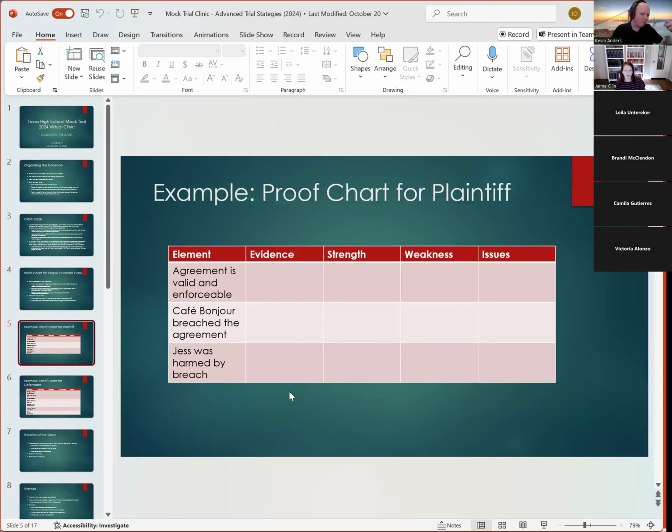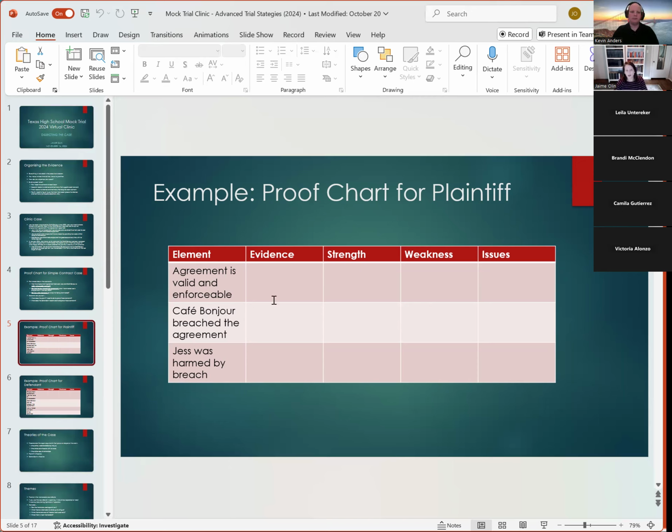Okay, so let's talk about the proof chart a little bit. This is the proof chart for the plaintiff in this case, so this would be if you're representing Jess. The first element, like we talked about, is the agreement valid and enforceable? The second element is, did Cafe Bonjour breach the agreement? And the third element is, was Jess harmed by the breach? Because we need that to prove damages. And it needs to be not only that Jess suffered damages, but also that it was Cafe Bonjour's breach of the agreement that caused those damages. That's very important.